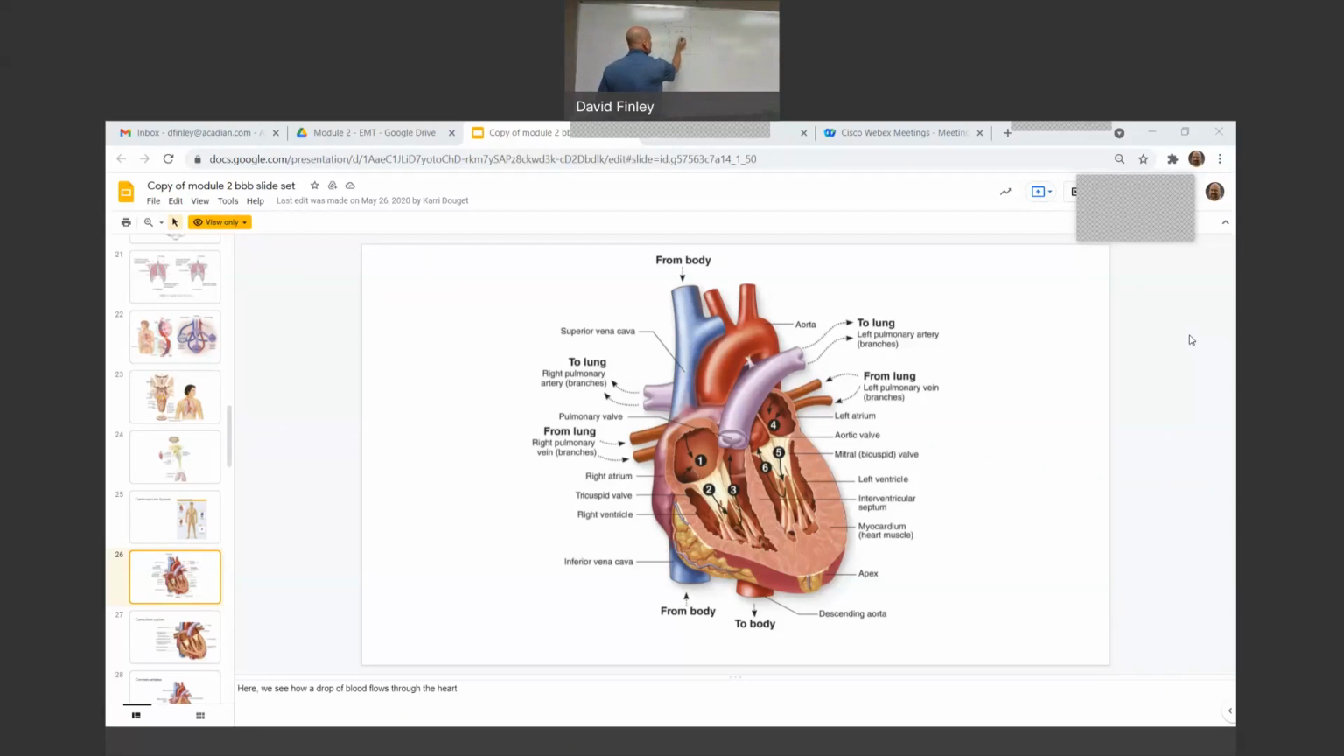Then it's going to go through a little valve right here. This is called the tricuspid valve. Then we're in the right ventricle. The blood is heading through the ventricle, and these little valves prevent blood from backflow. This is a much stronger chamber, so when it contracts, you don't want blood going that way.